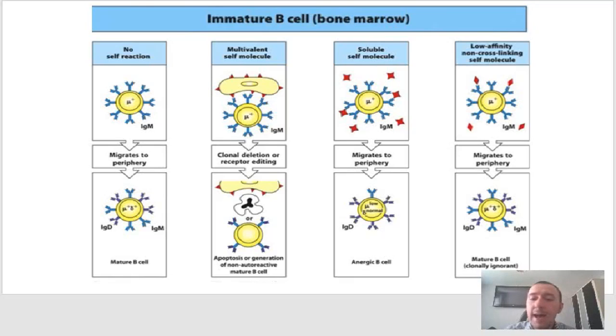And if it comes into contact with a corresponding T cell, that T cell will kill that anergic B cell. Okay. And then the next scenario is where it binds to soluble antigen, but the affinity is very low. In this case, the B cell will migrate to the periphery, and because it has very low affinity, that B cell will become clonally ignorant. So whilst it recognizes self-antigen, it just won't result in any strong degree of immune response. So you have full maturation, clonal deletion, receptor editing, anergy, and clonal ignorance. Okay, so those are the steps involved.